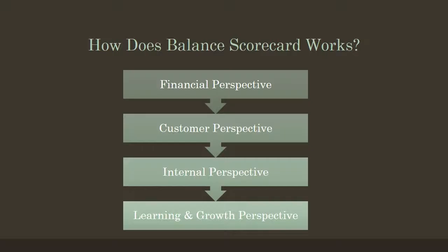The third would be the internal perspective. You're looking at, can you deliver what the consumer wants? Are you delivering the correct product? Are you delivering what the consumer wants at that time? And then the fourth is learning and growth perspective. Can you continue to improve and create value? For each one of these perspectives, you should list both goals and measures.